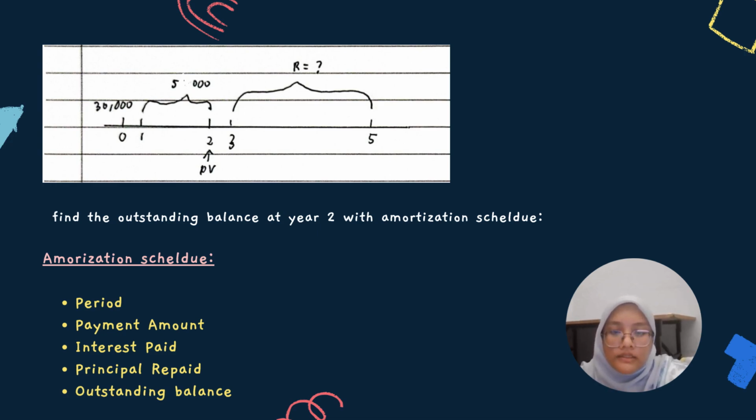First, the period of the year. Second is the payment amount made by the borrower. And the third is the interest paid to Maybank based on the 8% annual rate. Then the actual principal repaid that reduces the debt. And finally, the remaining outstanding balance.